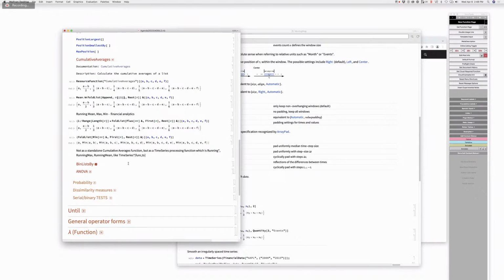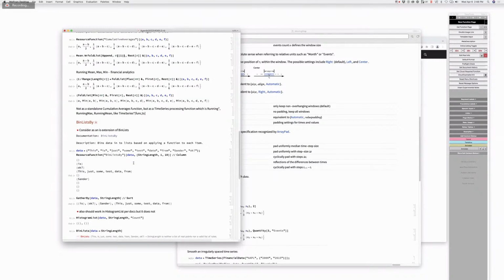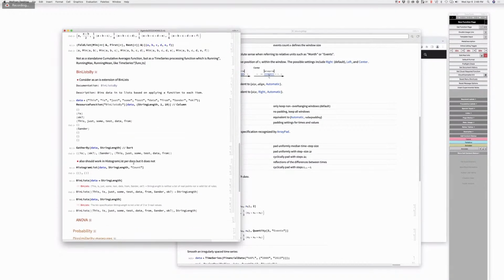Okay, bin lists by. I mean, this seems to me like it makes sense. Obviously, ordinarily when we say bin lists, I hope we don't have to, and I don't think we are, introducing a by version of every function. I don't think that we are. I'm not too worried about that.